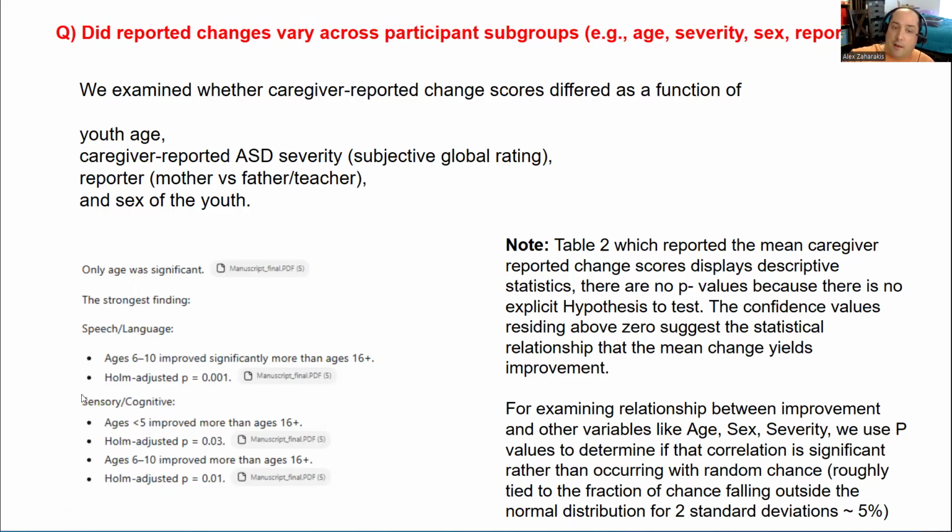In the sensory and the cognitive metrics, we found that ages less than 5 years old improved more than ages 16 years old, also with an adjusted p-value. And ages 6 to 10 improved more than ages 16 years old. So there was a relationship between speech and language and age, and sensory, cognitive, and age, with the younger individuals improving more. All of them have improved, but there was a correlation that there was more improvement the younger the individual was for these particular metrics, statistically speaking.